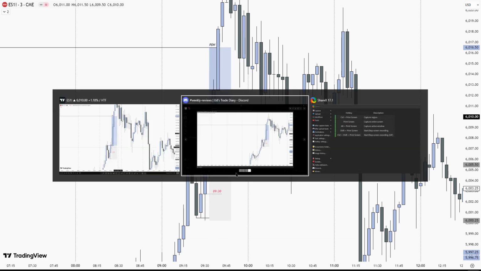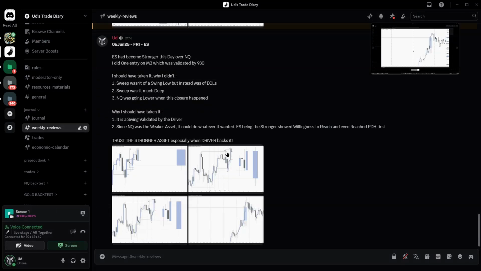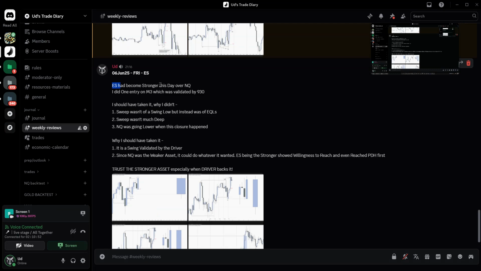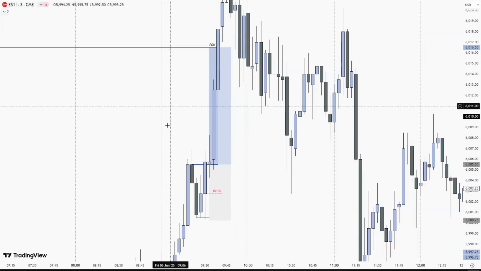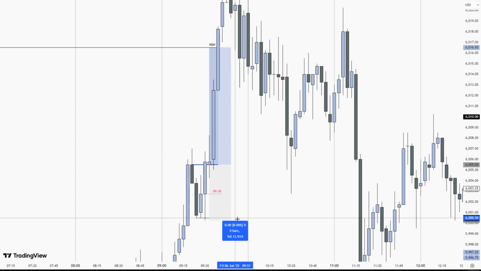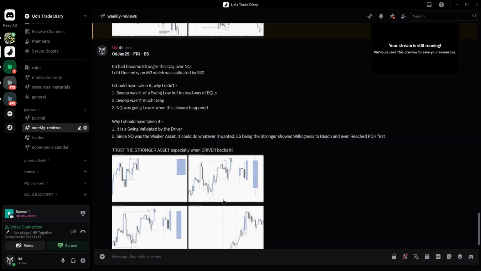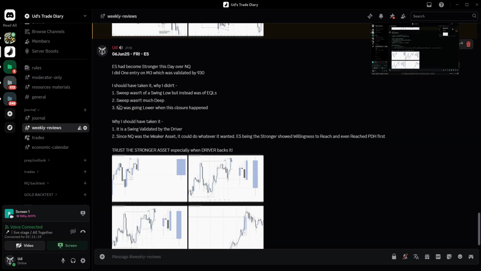Correct. Now let me talk about what I wrote about this one. ES had become stronger on this day over NQ. I did see one entry on M3 which was validated by 9:30. I should have taken it. Why didn't I take this? Because the sweep wasn't of a swing low but of equal lows. I talked about it a few seconds back. The sweep wasn't very deep. It was maybe 1-2 ticks, just one tick. The sweep wasn't too deep.